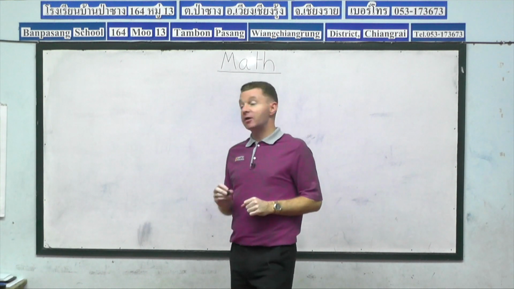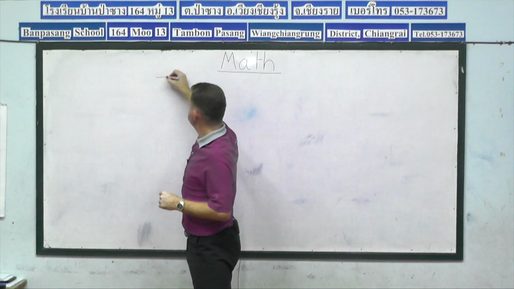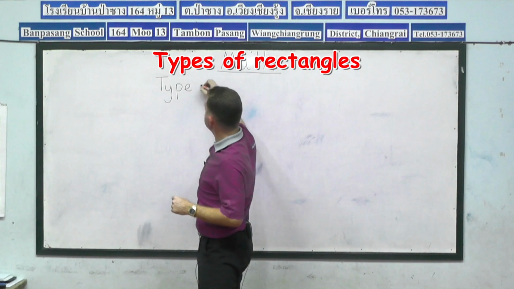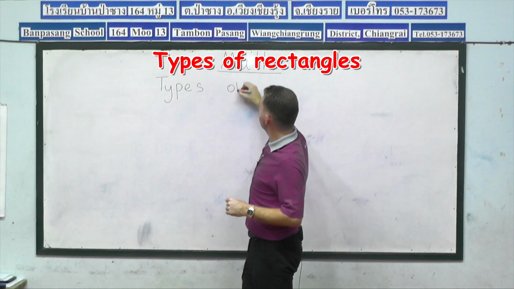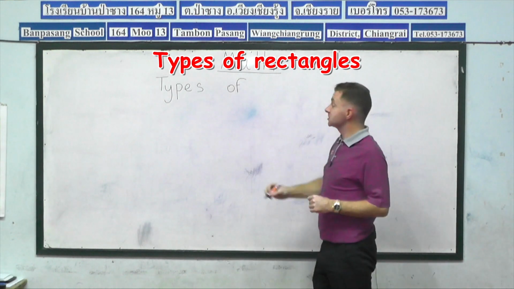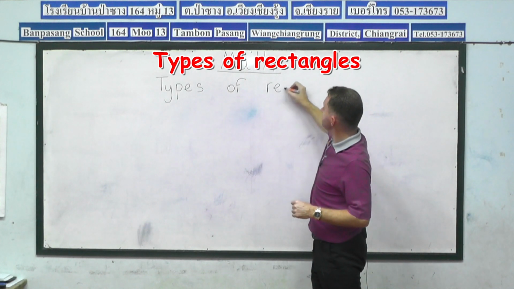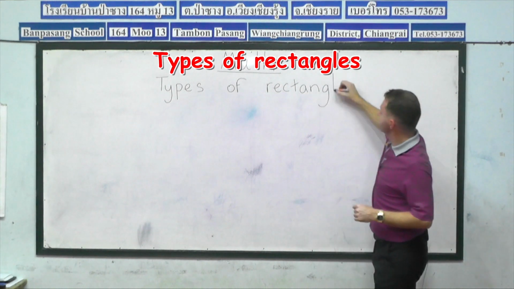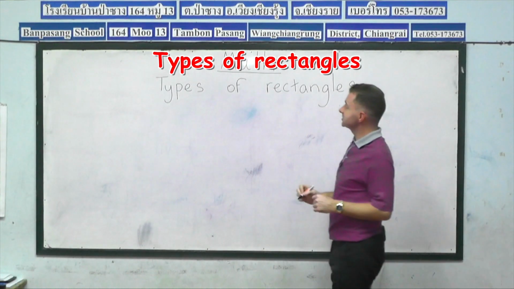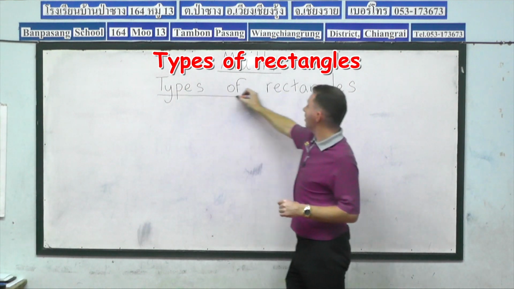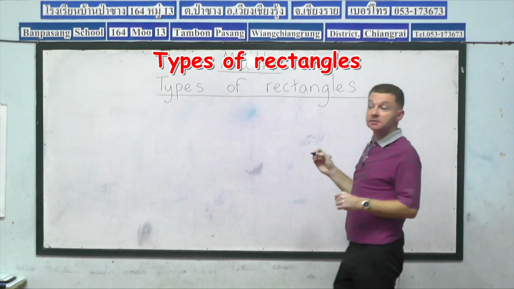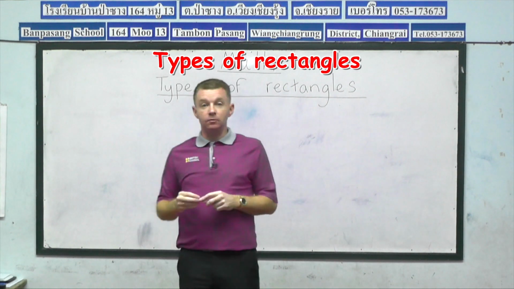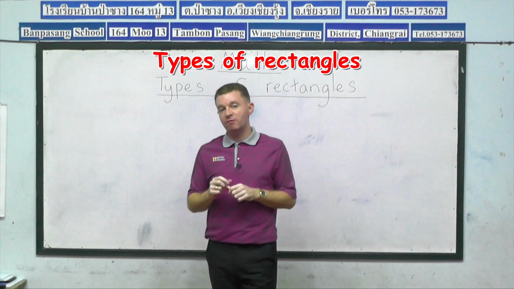So let's write that phrase on the board first. Types. T-Y-P-E-S of rectangles. R-E-C-T-A-N-G-L-E-S. So all together, guys, types of rectangles. Yes. And remember when we were learning about rectangles, we learned about the standard type of rectangles.